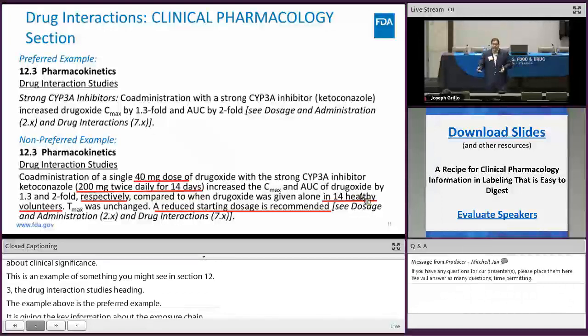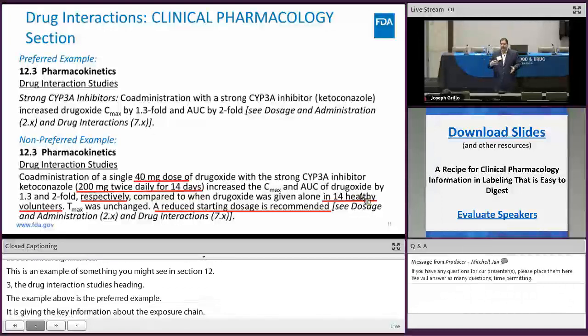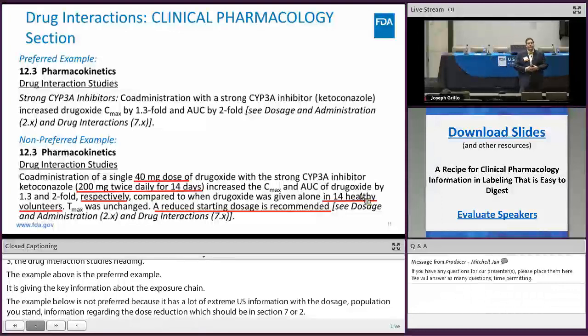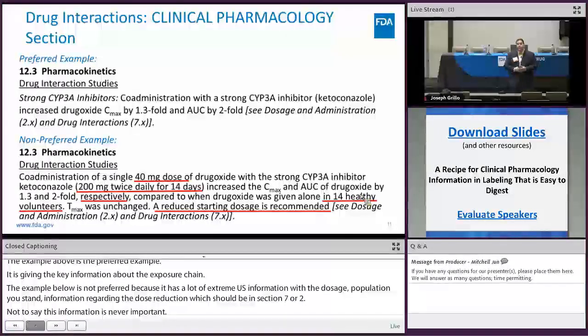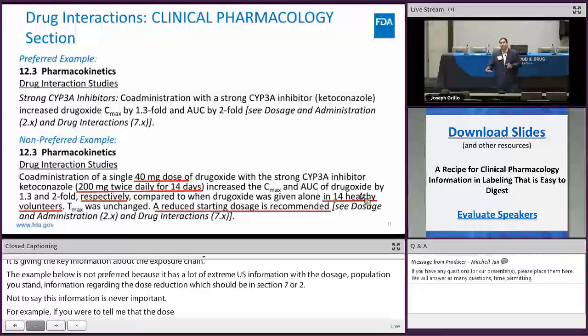It has the doses, it has the population it was used in, it has information regarding the dose reduction, which should be either in section 7 or in section 2. So, and that's not to say this information is never important. For example, if you were to tell me, well, the dose of ketoconazole they used is half the dose that we would normally use for this kind of study, and actually these results may be a lot worse than we anticipated. So yes, absolutely, then that becomes important information.